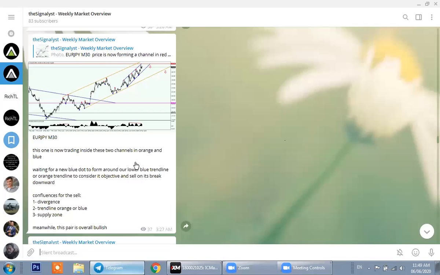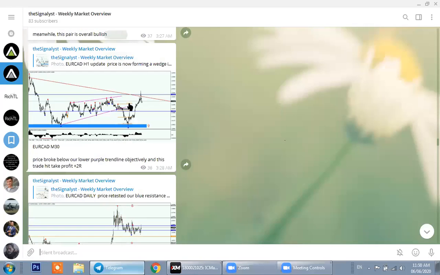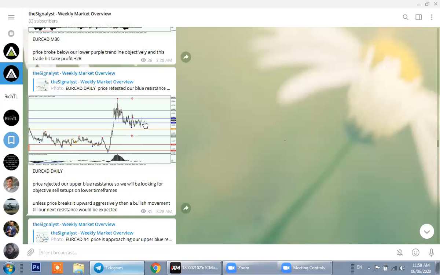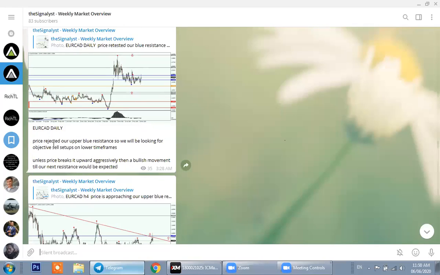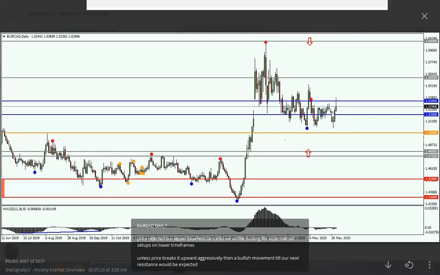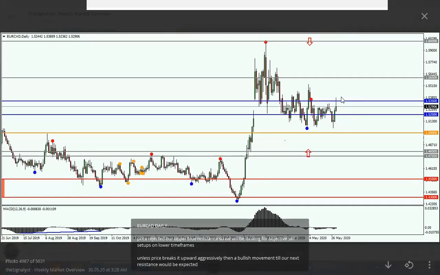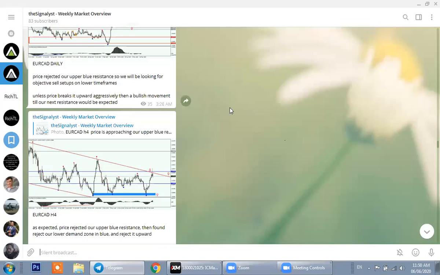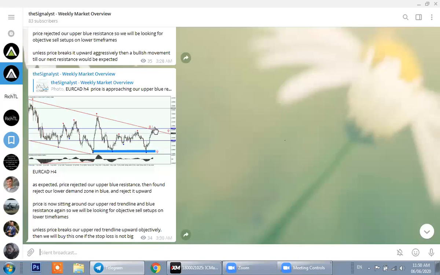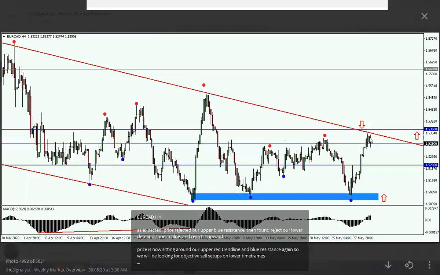Here we have EuroCAD. EuroCAD, that's an old one. On daily time frame, price rejected our upper blue resistance, so we were looking for objective sell setups on lower time frames. Here we go. We were waiting for sell setups to form around our upper red trend line, and then we can expect a rejection till here, and then we'll be looking for objective buy setups.